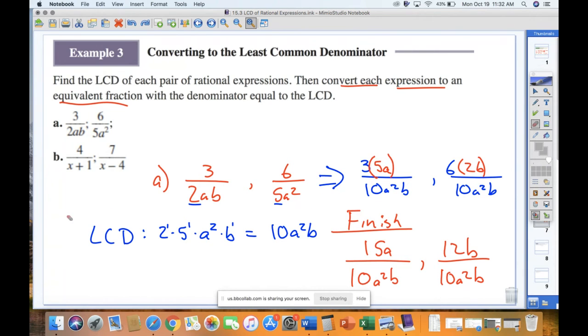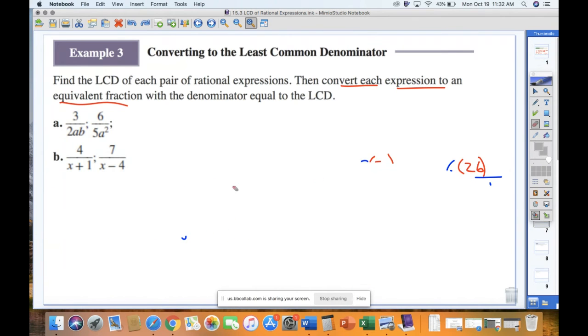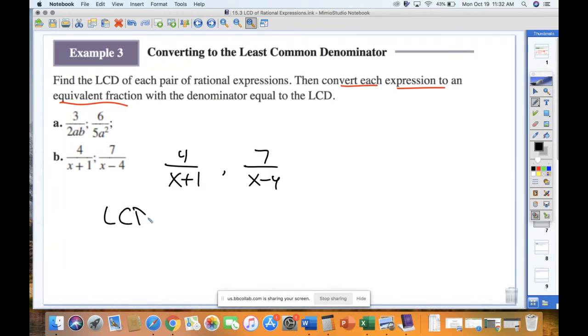All right, let's take a look at problem B. It is 4 over x plus 1 and 7 over x minus 4. So I've got to start with my least common denominator. My factors are going to be x plus 1. This doesn't factor because it's x minus 4. They might be trying to get you on, is this a difference of squares? It's not because it's not x squared. It's just x minus 4. So that's our least common denominator.